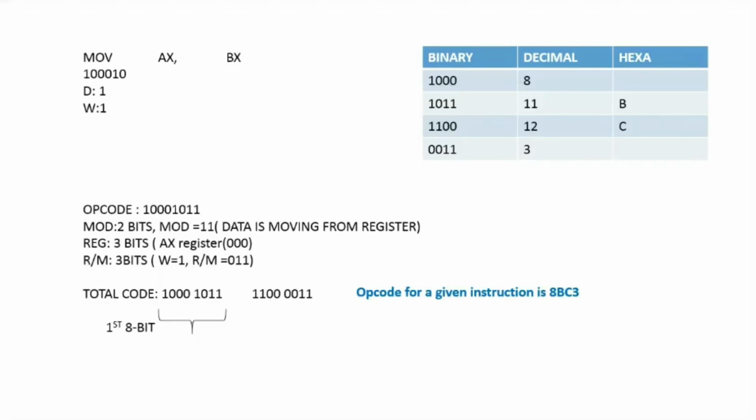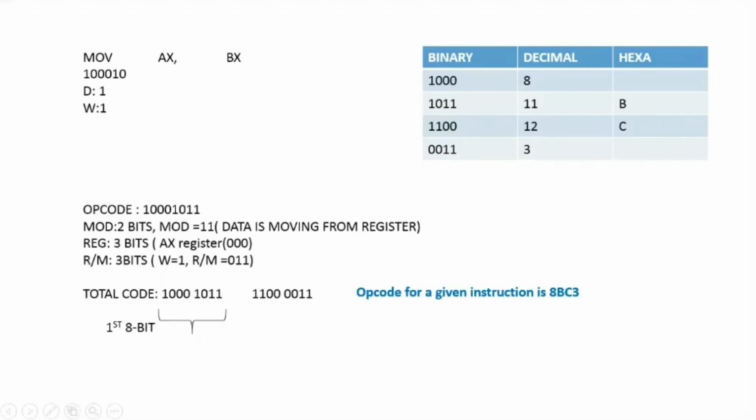So the opcode for the first byte is 10001011. Next, for the second byte, we need to find out what MOD, REG and R/M are. MOD is always 2 bits, and here it is 11 because data is moving from a register. The mode of addressing is register, so we have MOD equal to 11. Now REG is 3 bits and R/M, that is register/memory, is also 3 bits.